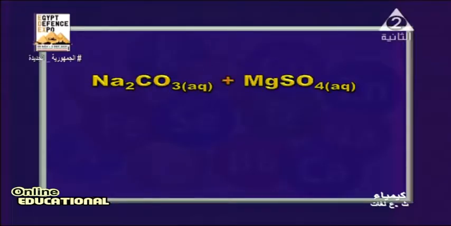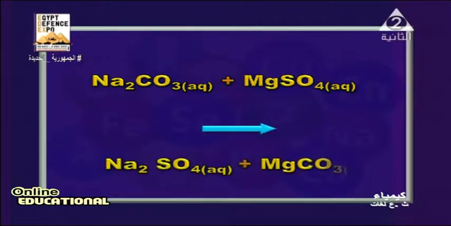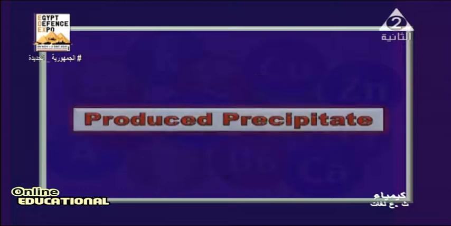As the equation proceeds for the reaction, sodium carbonate, now it is a salt solution, not a solid salt like the main test, so its subscript is aqueous, plus magnesium sulfate, which is an aqueous solution, gives sodium sulfate aqueous solution and a white precipitate of magnesium carbonate.